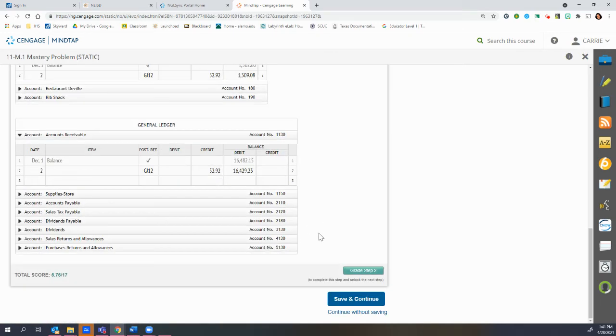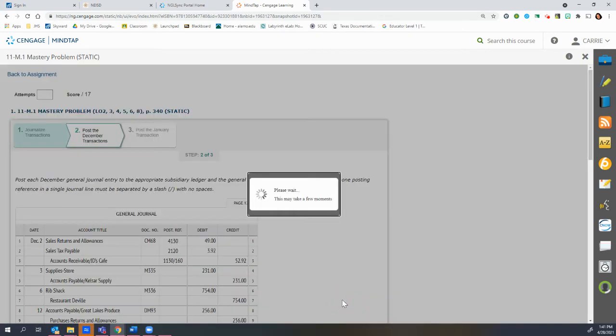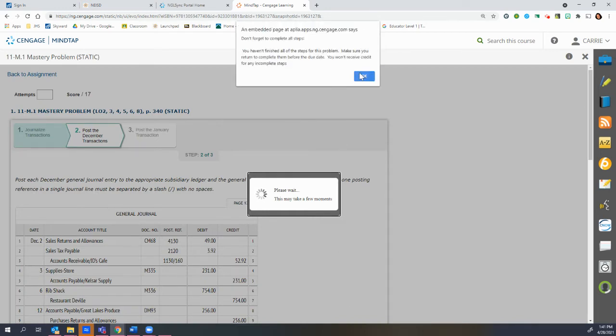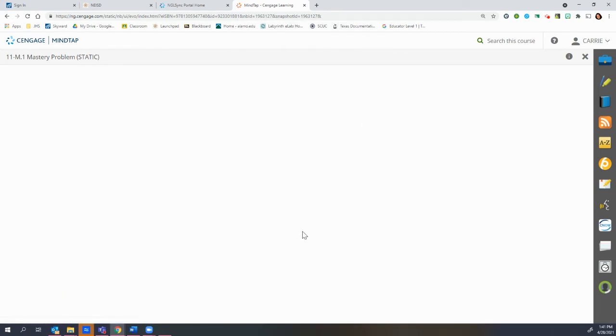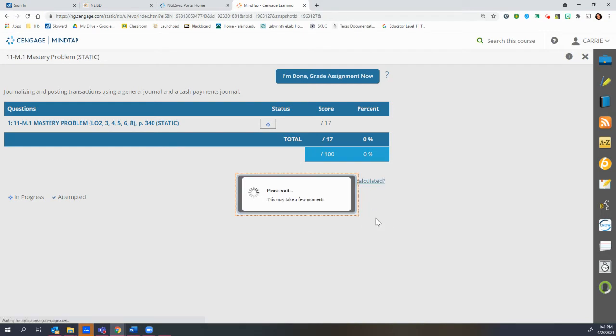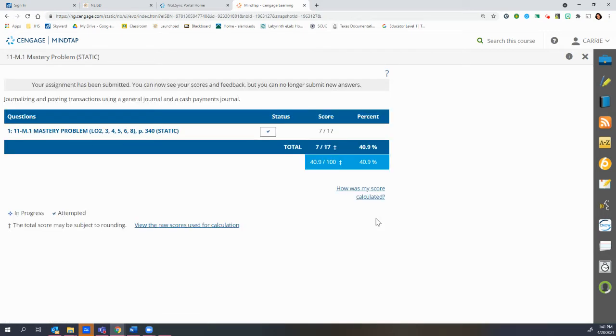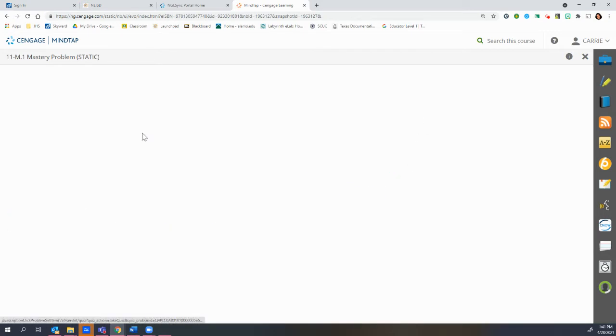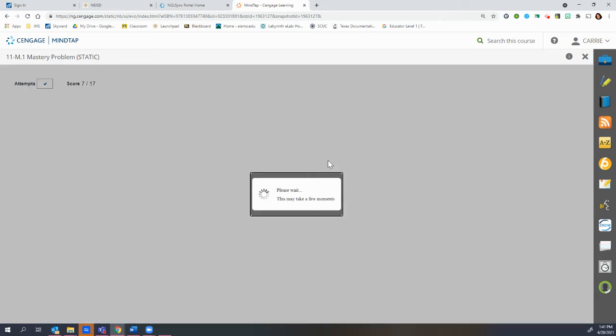Okay. So I'm going to save and continue because it doesn't affect my grade. So it says I haven't finished all the steps, but it's fine. It's going to show me. Oh, so I'm done. Grade the assignment now. If I go back in, you can see how it looks with the grading. Come on.